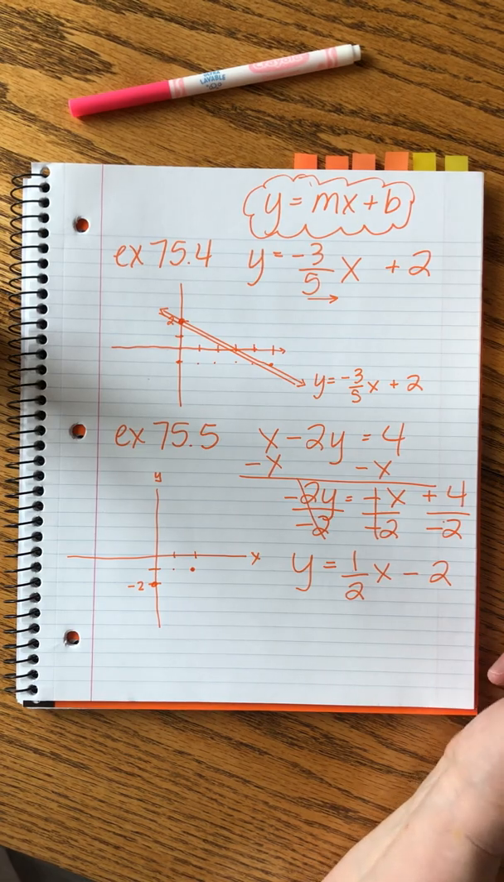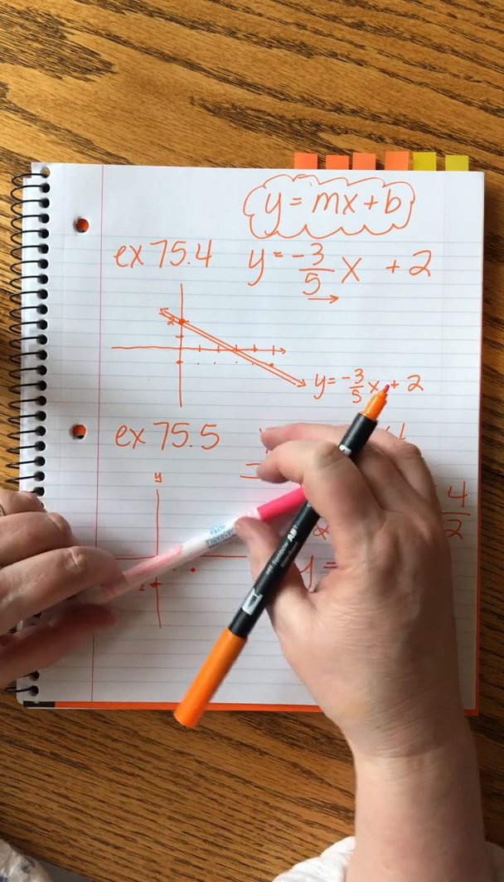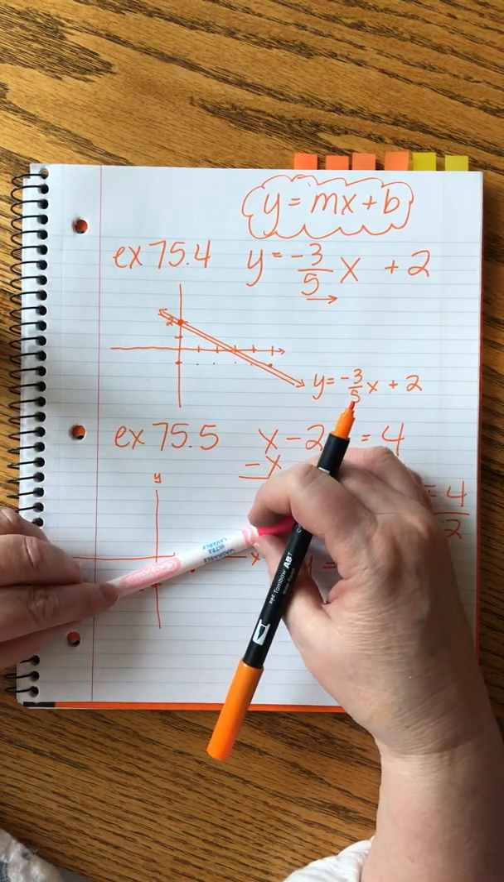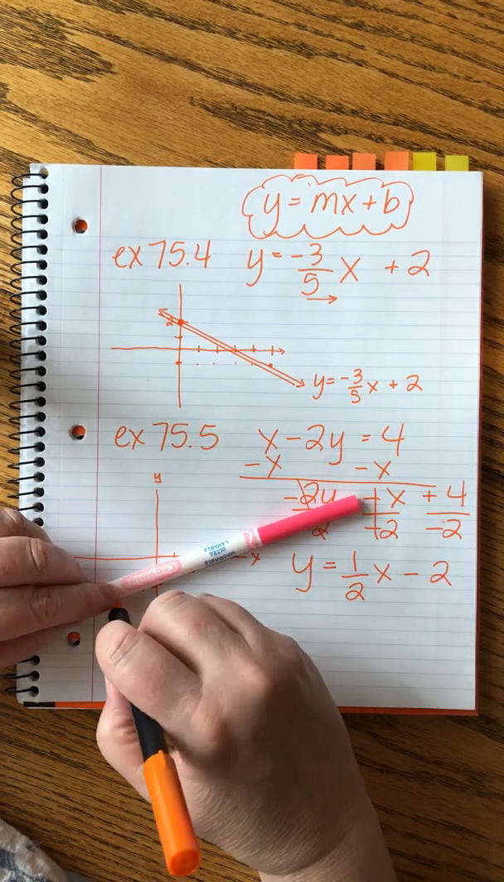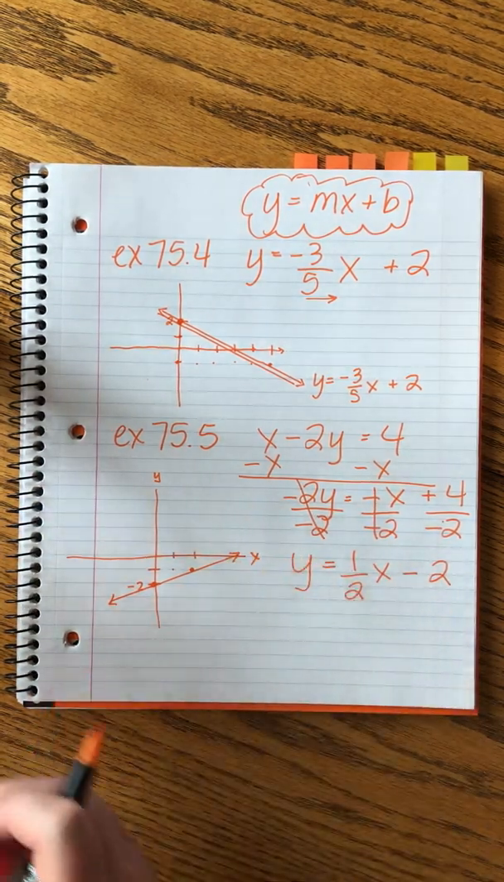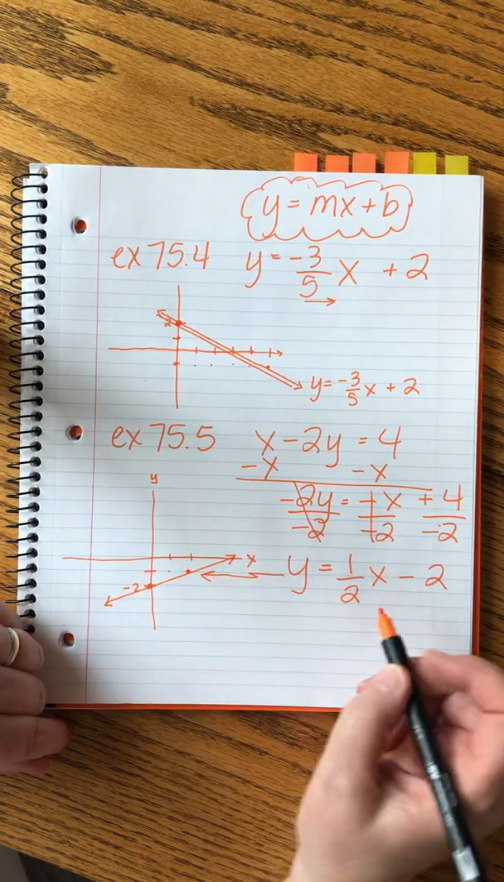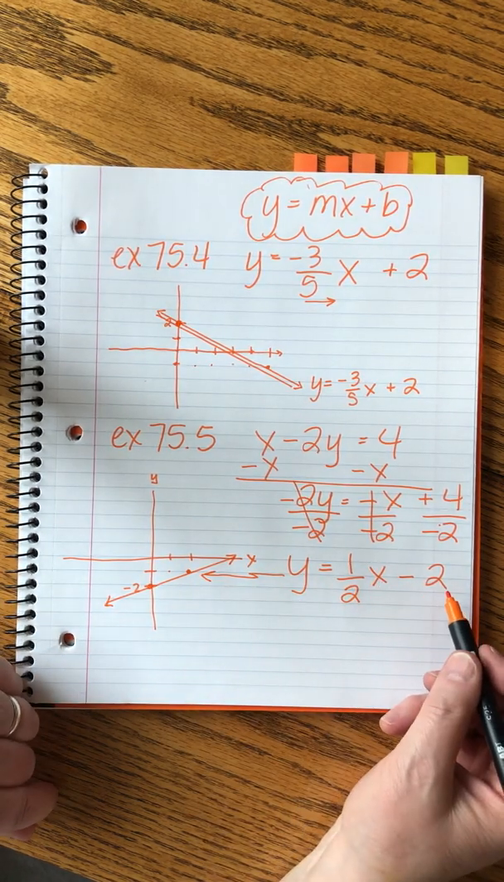There is our next point. Let's see if I can do any better with drawing my line this time. I think it was the angle I was working at with the pen, because that one was easy for me. Okay, so there's the line. We say the name of this line is y equals 1/2 x minus 2.